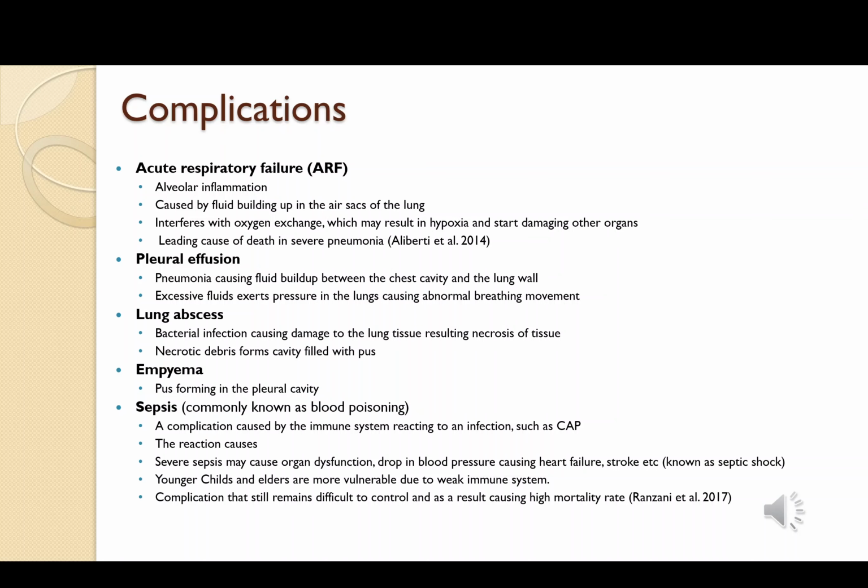Sepsis is not very common, but is a very severe complication, and it's normally known as blood poisoning. It's a complication caused by the immune system reacting to an infection. Severe sepsis may cause organ dysfunction and a drop in blood pressure, causing heart failure and stroke, which is known as septic shock. Elders and younger children who have weaker immune systems are more vulnerable. The complication still remains difficult to control, and as a result, it is causing a high mortality rate.